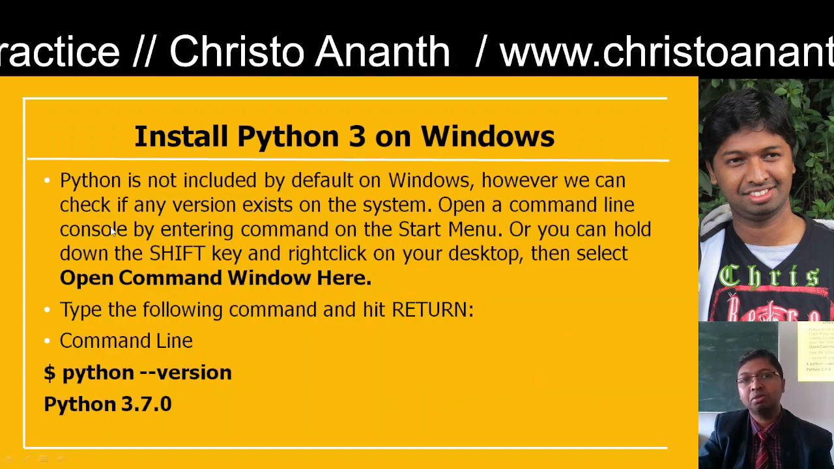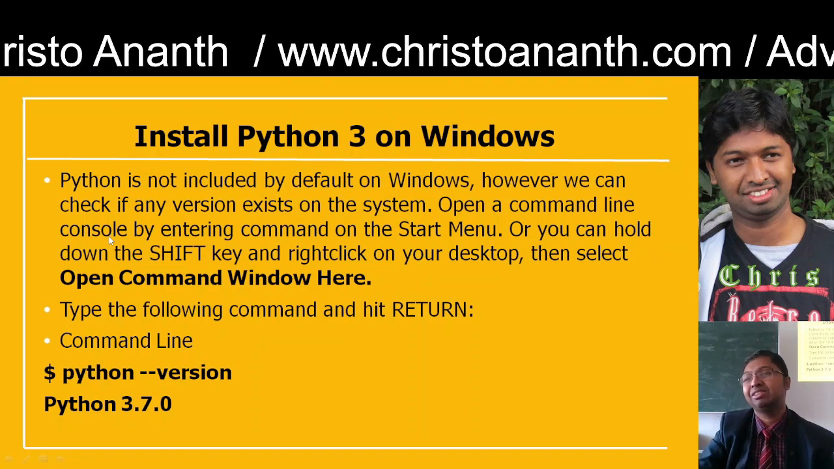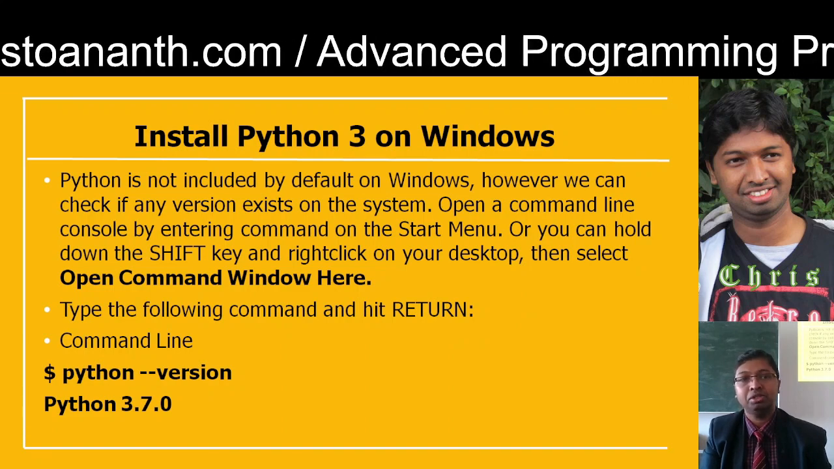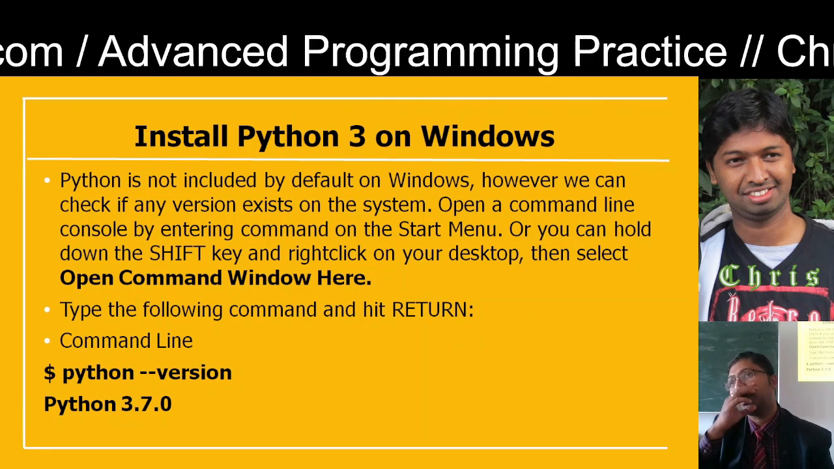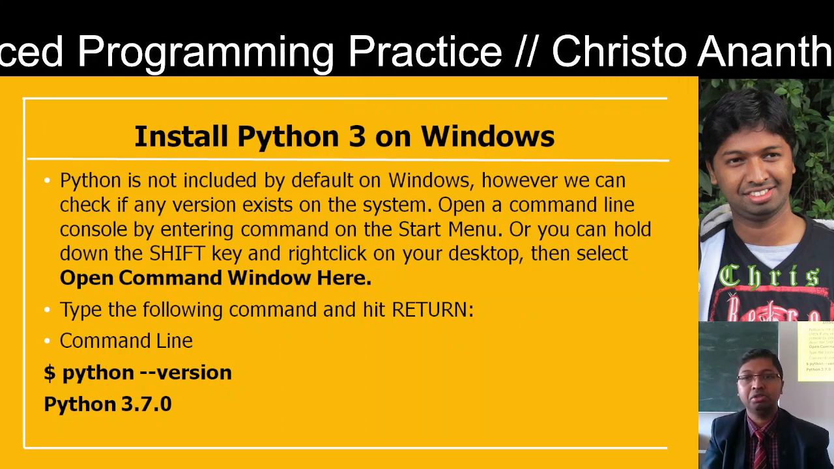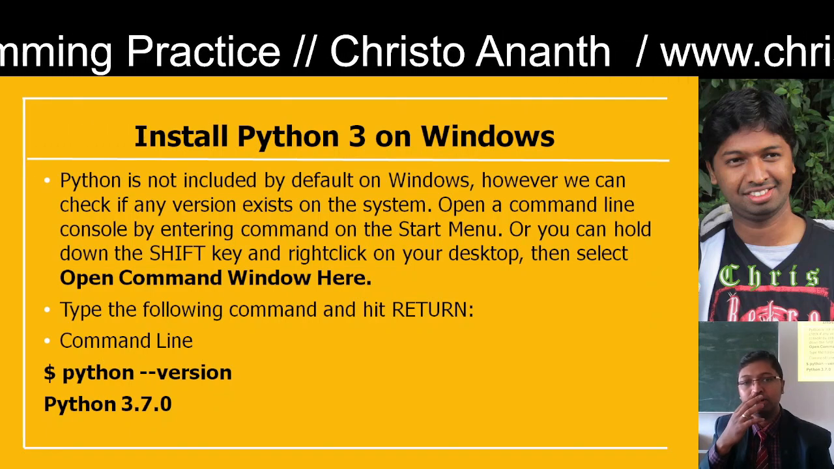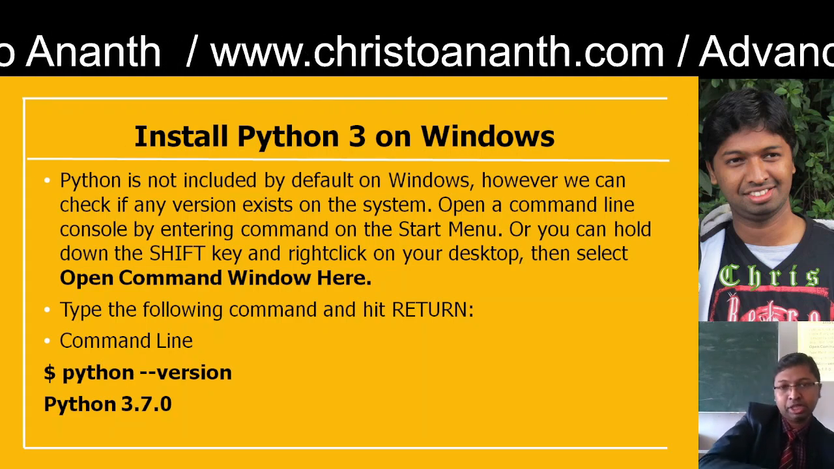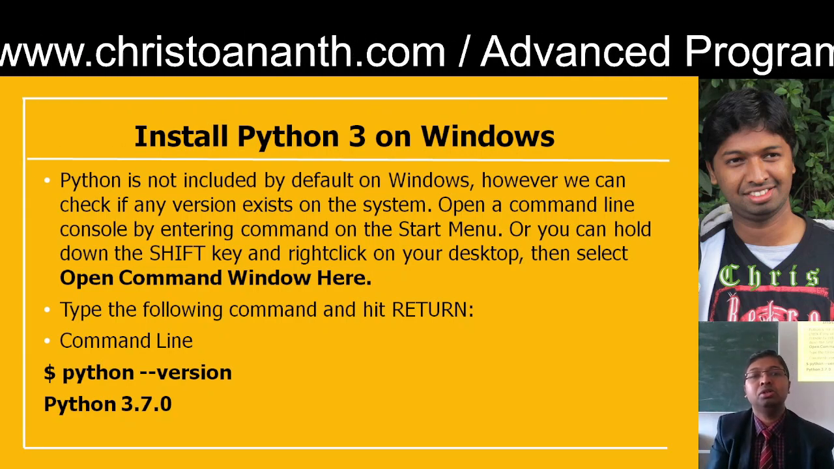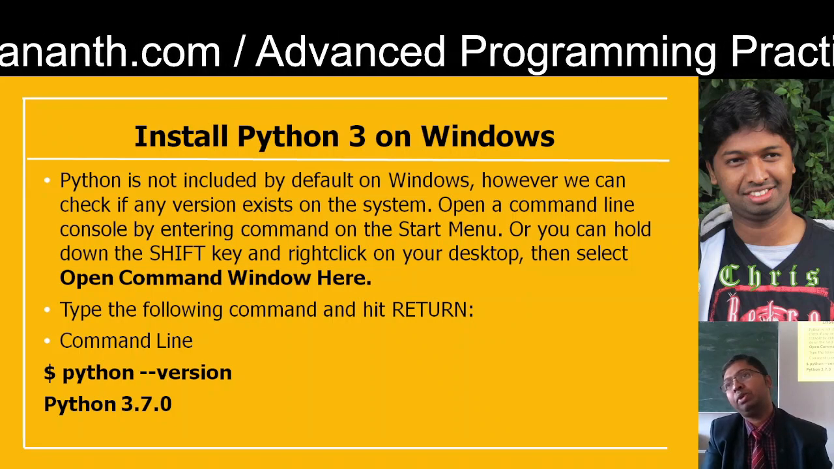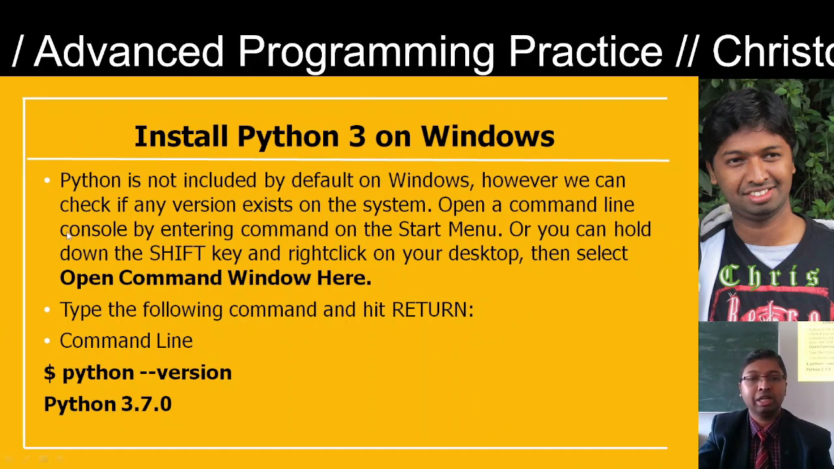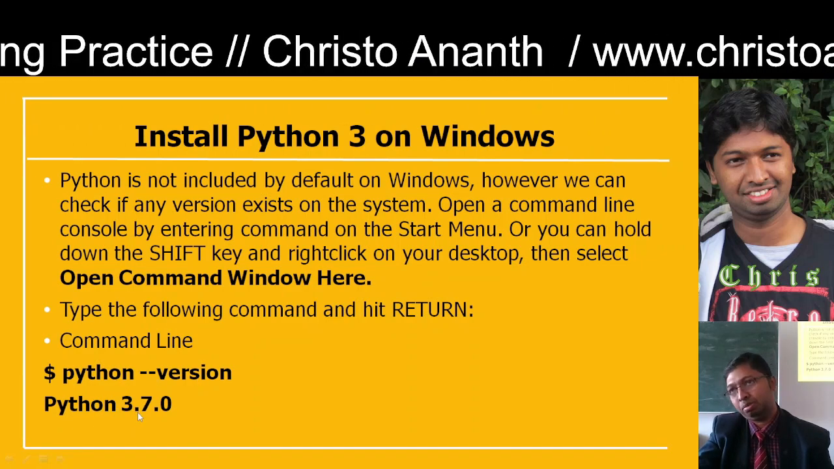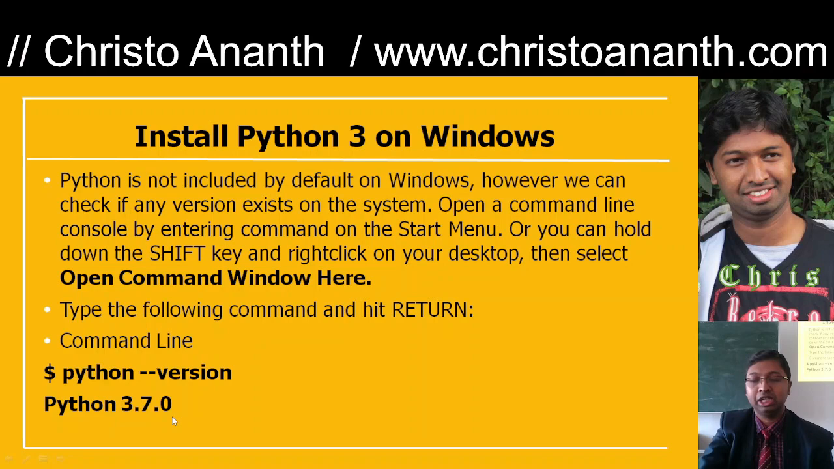In Windows, you can also install Python. Python is not installed by default in Windows, but we can check whether that particular version is there or not. You can open the command line by entering the command on the startup menu, or you can press the Shift key and right-click on your desktop and select open command window here. Here you'll type the command $python --version. If you get Python 3.7.0, it means that the latest version has been installed.